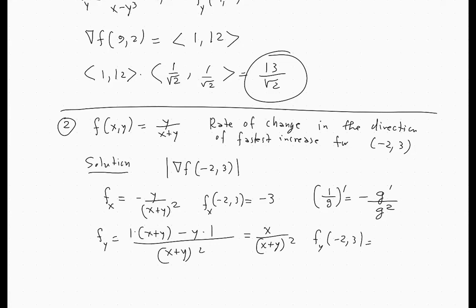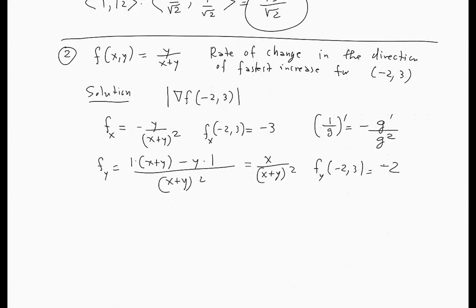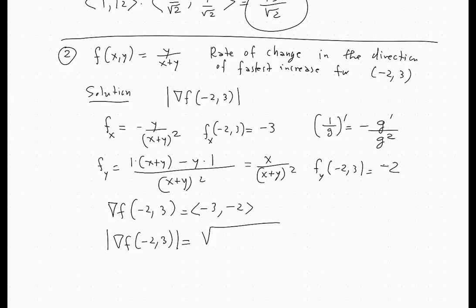So what is the gradient? The gradient at (-2, 3) is equal to (-3, -2). And the magnitude of the gradient, which is really what we're looking for, is the square root of (-3) squared plus (-2) squared, also known as the square root of 9 plus 4, or square root of 13, which is our final answer.